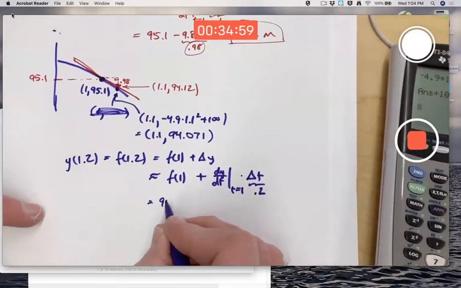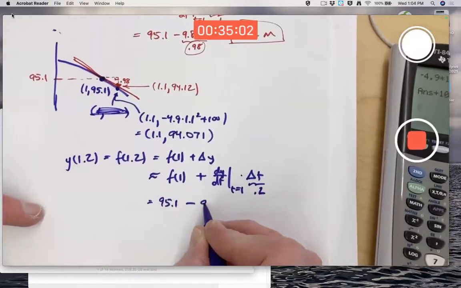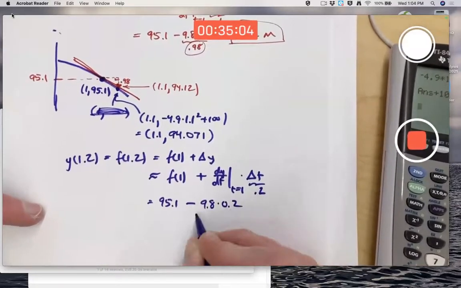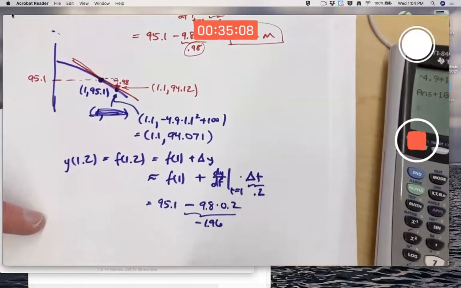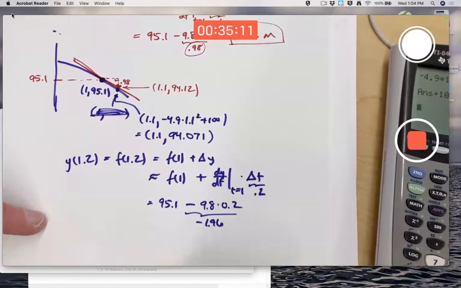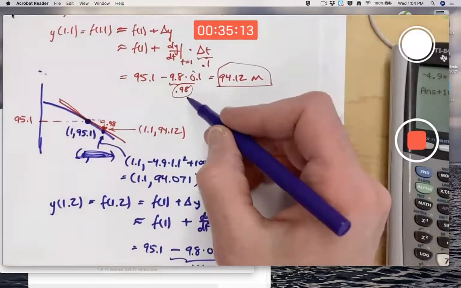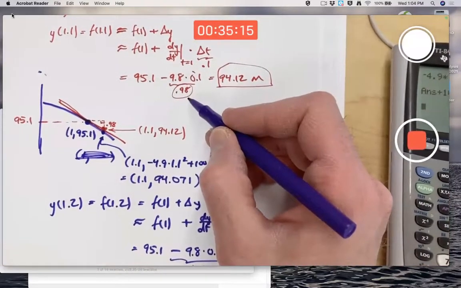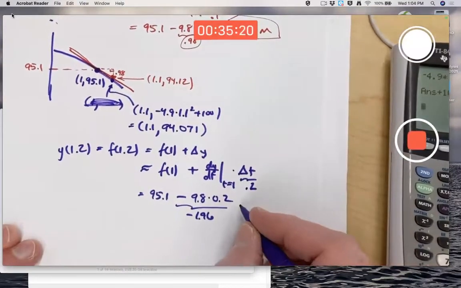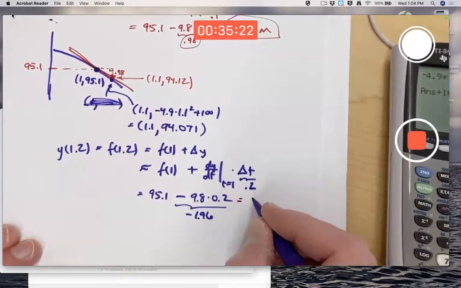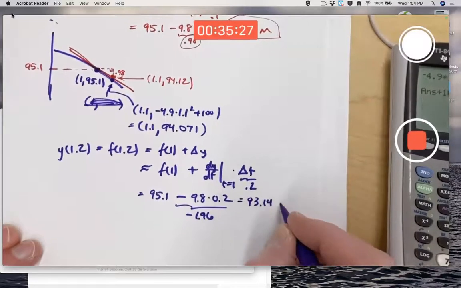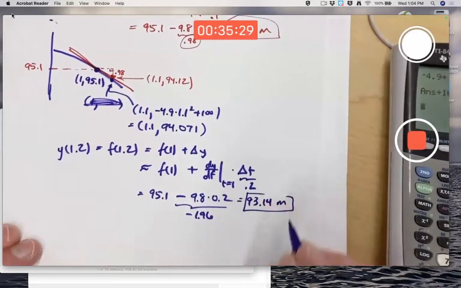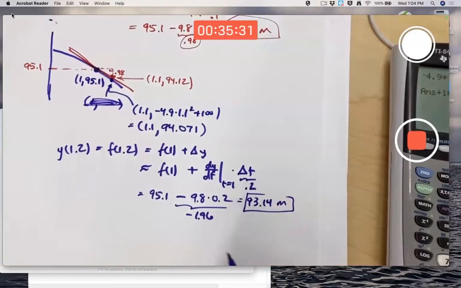This is going to be 95.1 minus 9.8 times 0.2. This is now a minus 1.96 instead of minus 0.98 like it was with this one. And that's going to give us an answer of, if you do it, 93.14 meters is our approximation for the height at time 1.2.